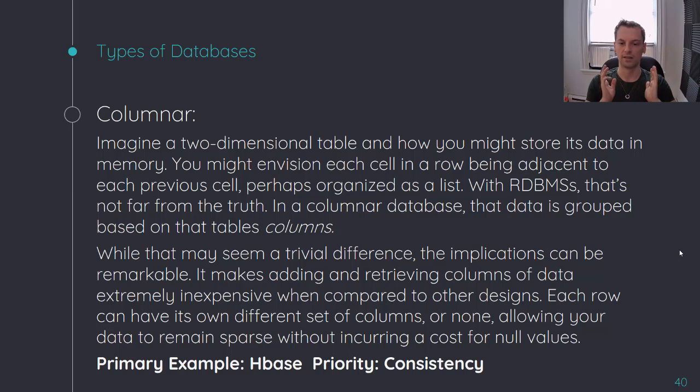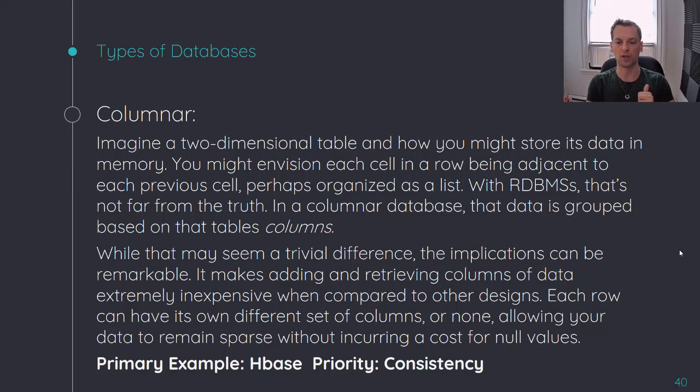But imagine, instead of putting all of your rows in there, imagine if the adjacent bits of memory inside of your memory chips were the actual columns of the database. So each next item is the next entry in the column as opposed to the next entry in the row. That is how a columnar database is storing its data. Now, that might seem to be a trivial difference, but the implications can be pretty remarkable.